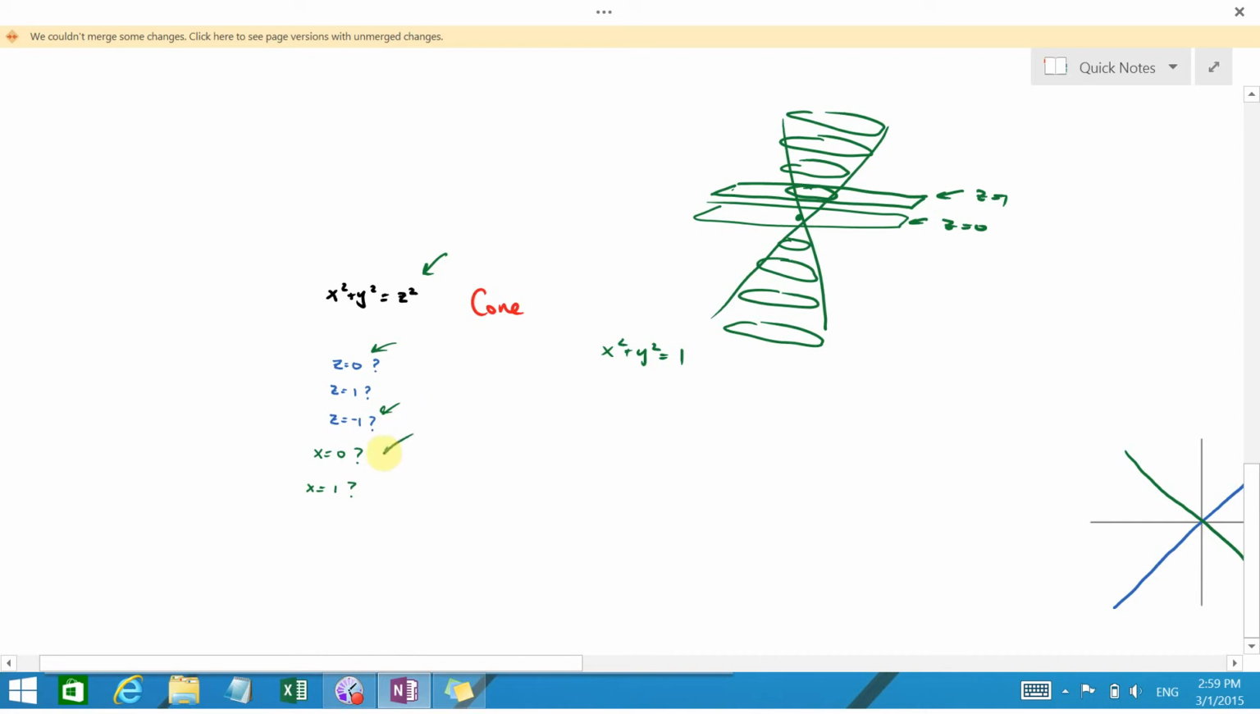So let's look at x equals 0. What does that look like? If I plug in x equals 0 into this equation, we get y squared equals z squared. Keep in mind, x equals 0 is this plane right here that's parallel to the screen.